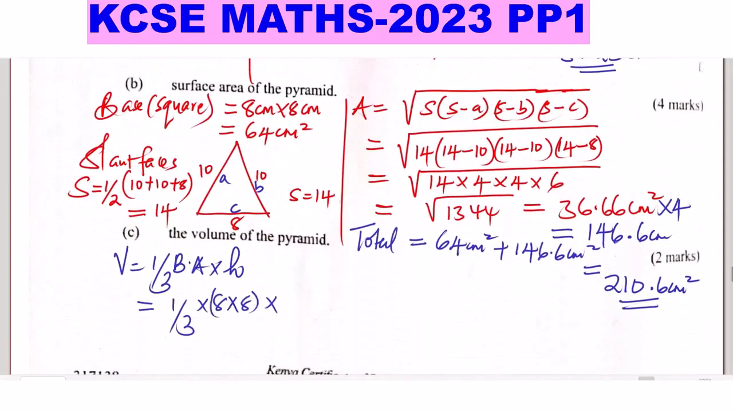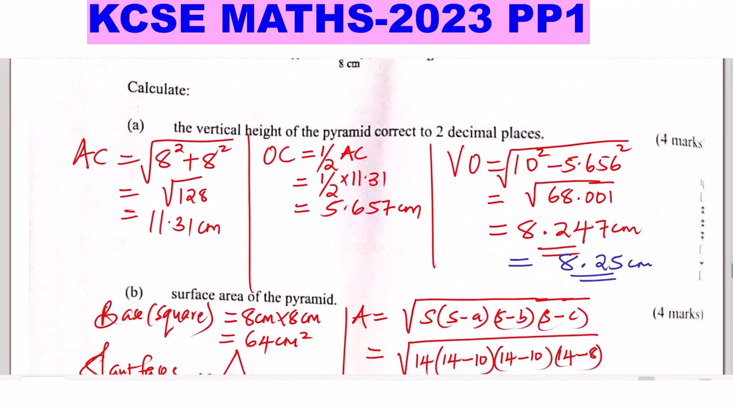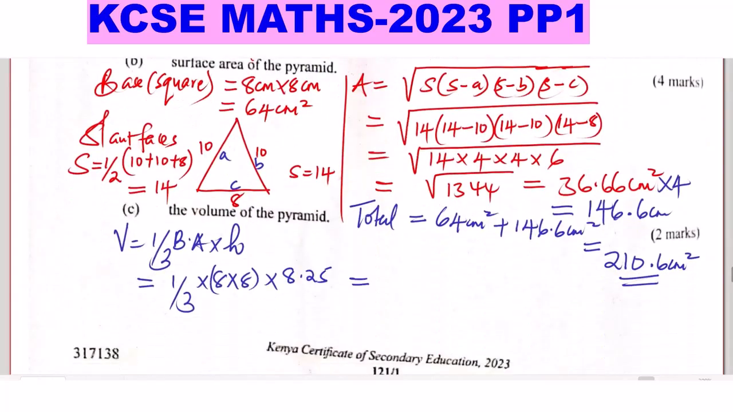Then times the height. We got the height from the first part. The vertical height, we got it as 8.25. So that will give us the volume. We have 64 multiplied by 8.25, then we divide by 3. That will give 176 centimeters cubed. So that is how you're supposed to solve that question.